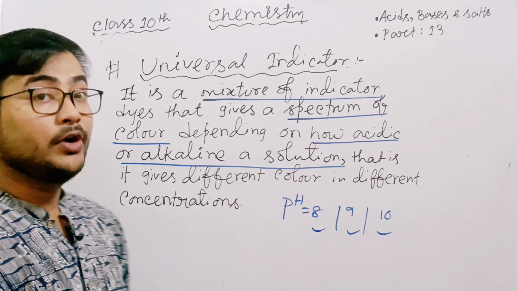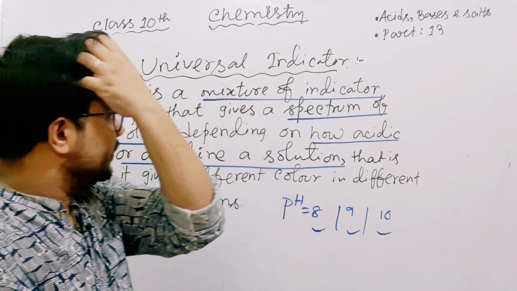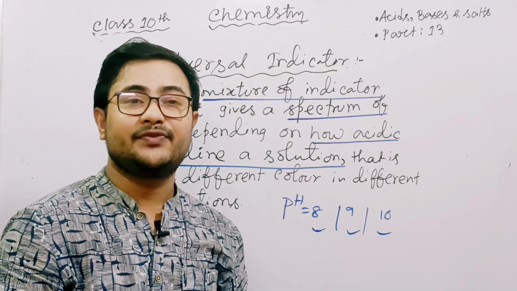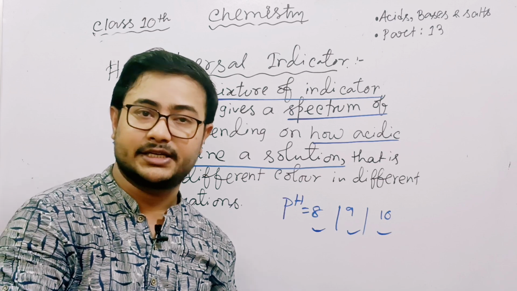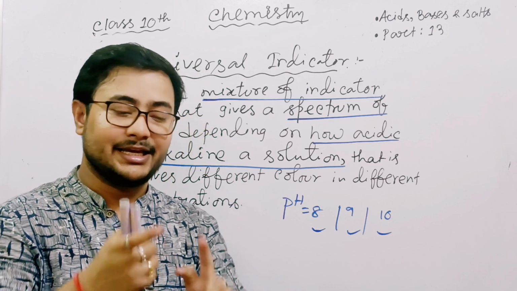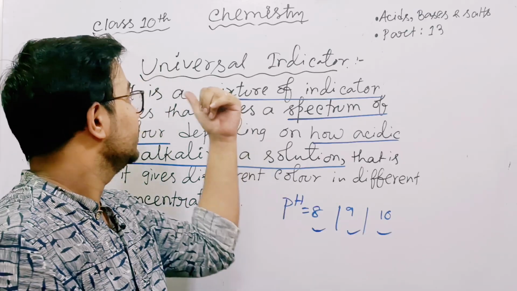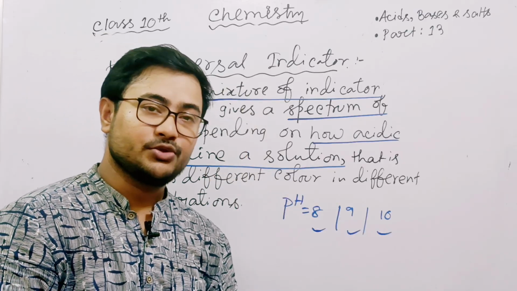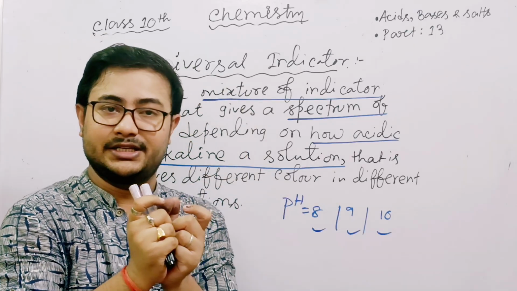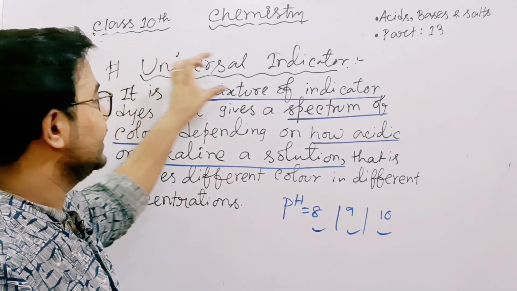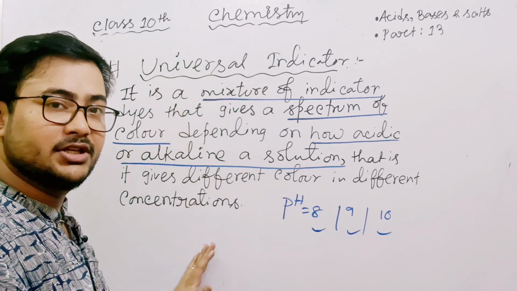So now for MCQs also, this type of MCQ: which indicator shows different colors in different concentrations? First option is litmus, second option is phenolphthalein, third option is methyl orange, fourth option is universal indicator. Okay, so there is no name of universal indicator, just the heading is universal indicator and its definition is this.